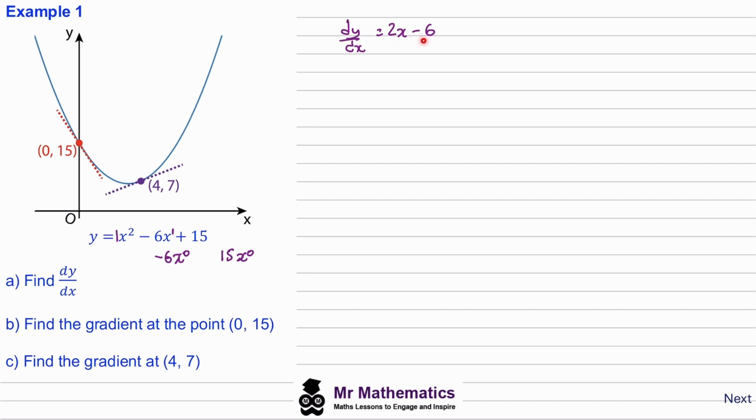What this means is, if we wanted to work out the gradient at any point along this curve, we just substitute the x value into our gradient function, and that will tell us the gradient.